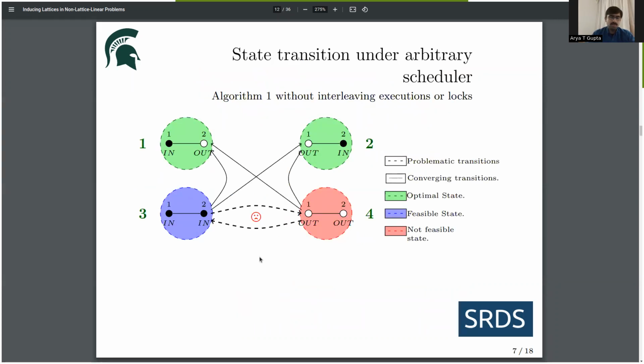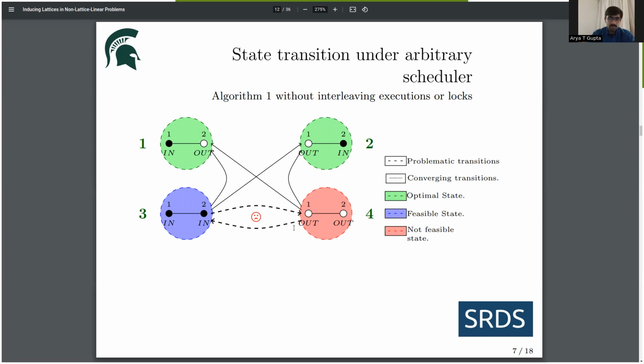So let's see the working of the implementation of that algorithm when the nodes execute not in an interleaving fashion, and also there are no implementation of any locks. So in state 4, for example, we see both the nodes are out. Now node 1 reads that both the nodes are out, and node 1 decides to move in. And at the same time, node 2 also reads, on the assumption that both the nodes are out, and node 2 also decides to move in.